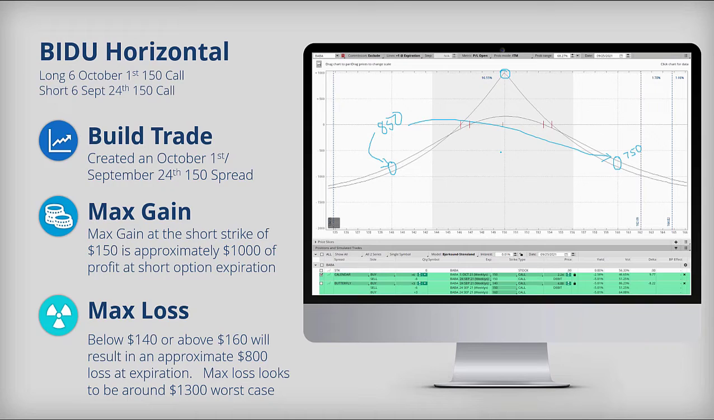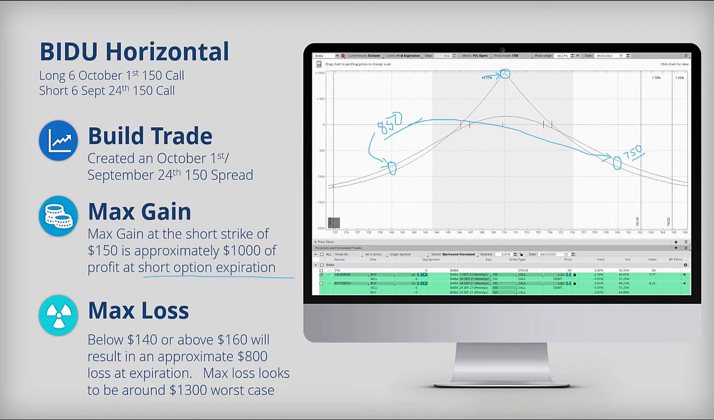So as you can see, it's short call expiration. This risk graph is for short option expiration. You can see that this actually looks a little bit better just for this week. We still have the same $1,000 profit potential. But at 140 and 160, we have better risks.